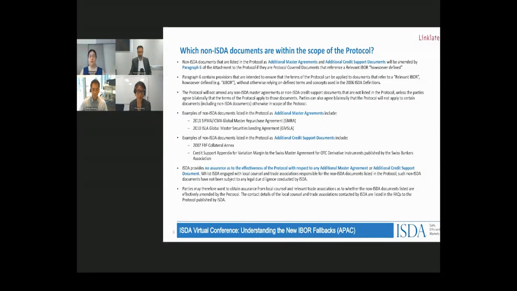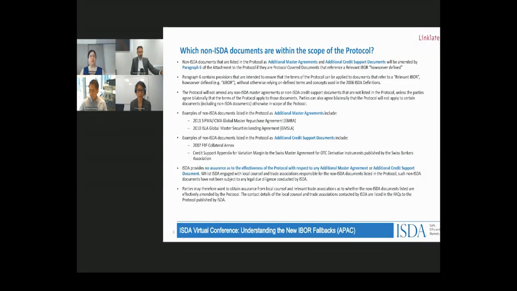These are listed very helpfully in the annex to the protocol as additional master agreements and additional credit support documents. The helpful operative provision that would allow these to be swept into scope of the protocol is actually paragraph 6 of the attachment to the protocol, if they are protocol covered documents, which they are, that reference relevant IBOR, and you heard Francis talk about that earlier.